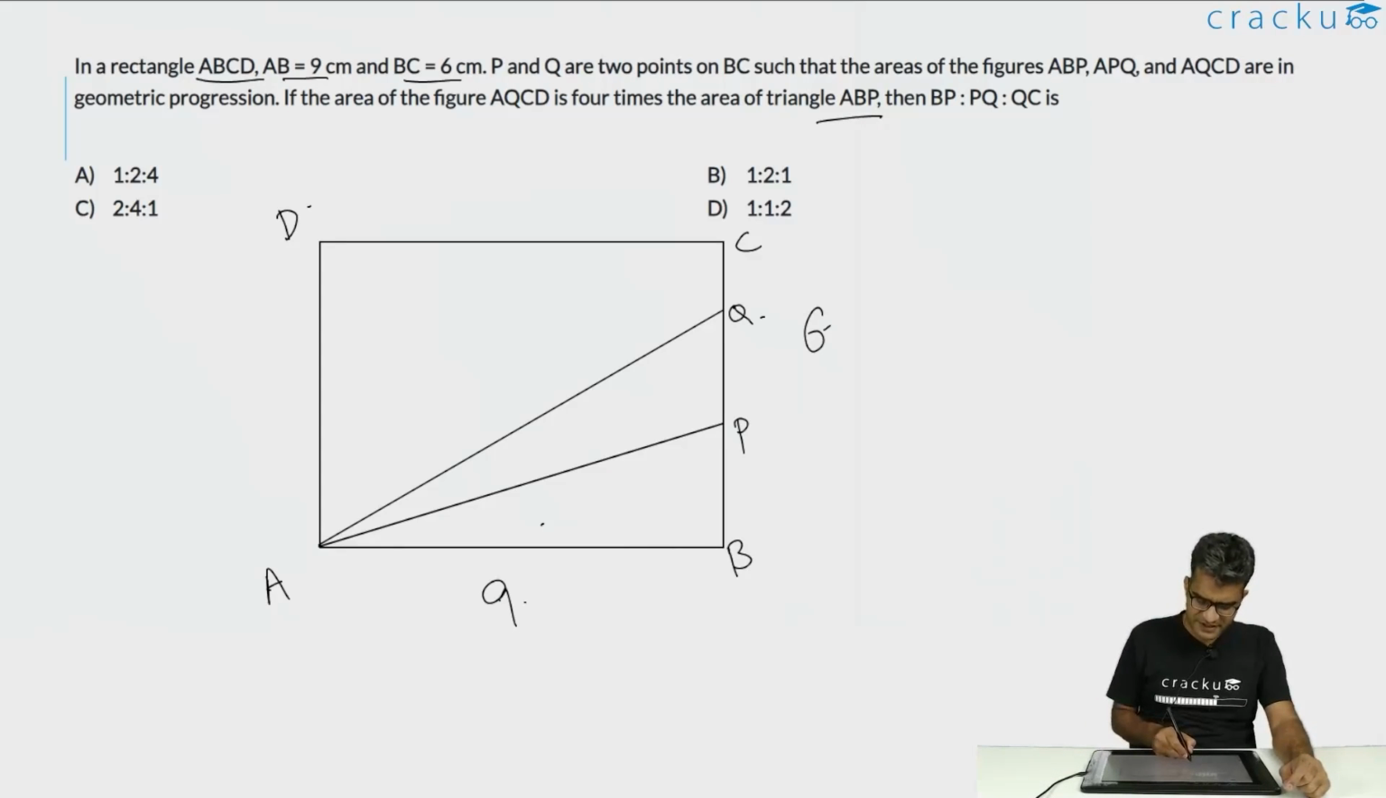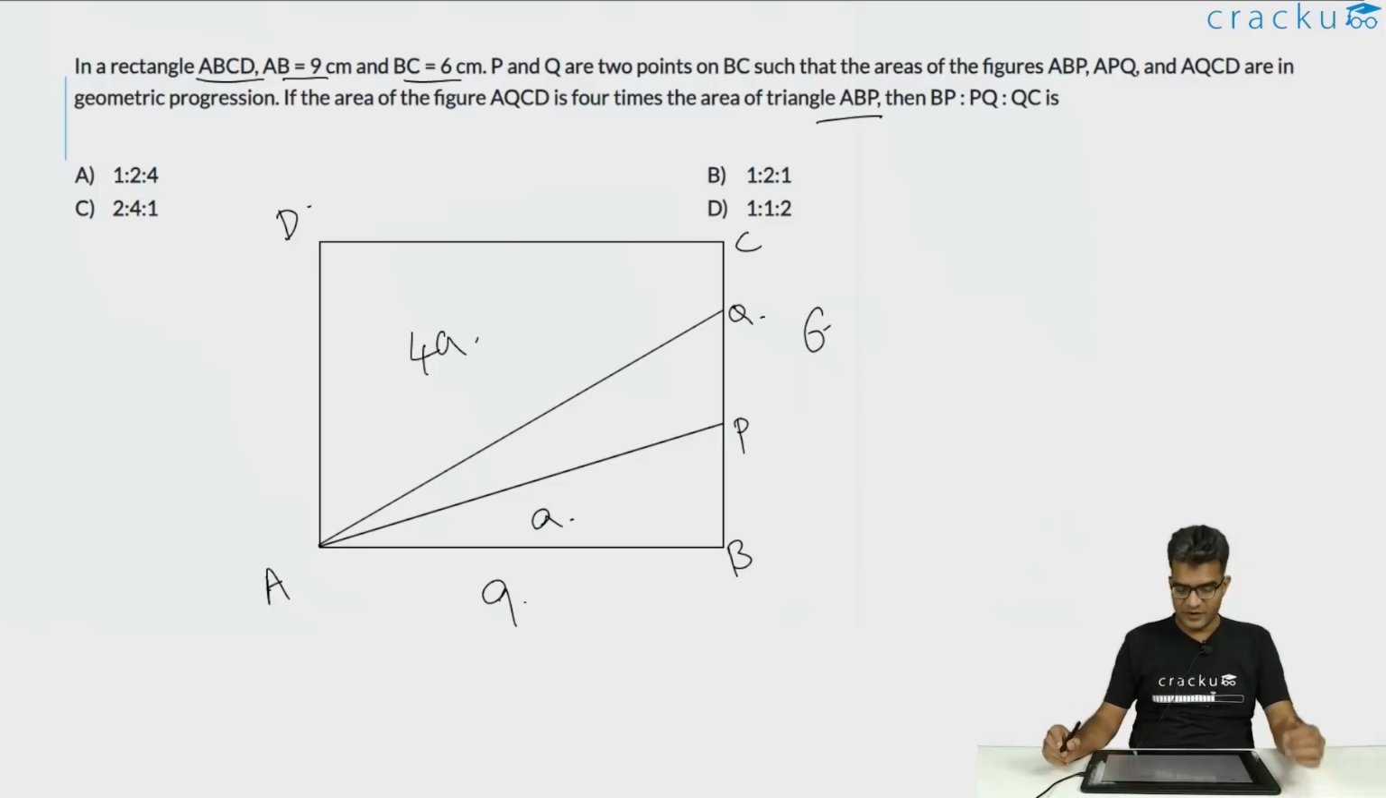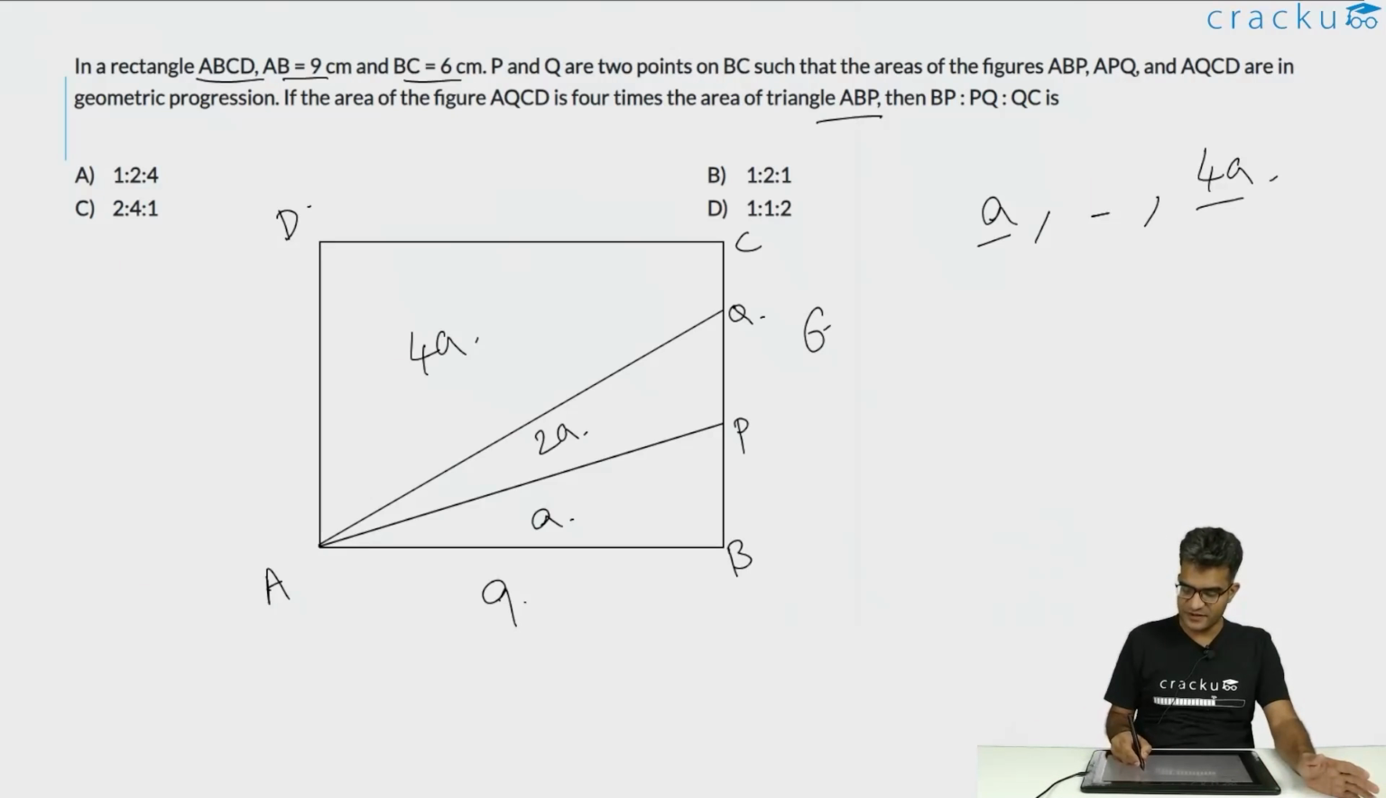So if you assume that the area of triangle ABP is A, the area of the quadrilateral AQCD is 4A, and because the three figures are in geometric progression, this has to be 2A. That is, the area of APQ has to be 2A, because ABP, APQ and AQCD are in a geometric progression. If this is A and if this is 4A, the middle term has to be 2A. Once you get this idea, we are asked to calculate the ratio of BP is to PQ is to QC.